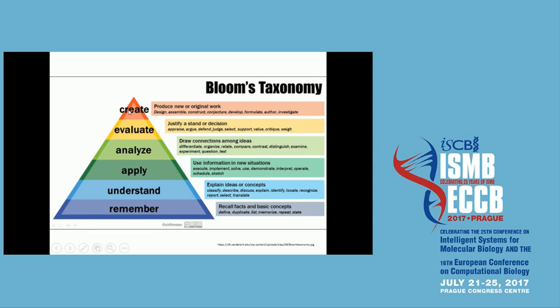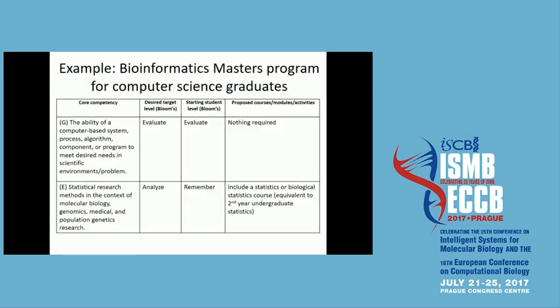And so you can evaluate both the starting and the target level. So for example, let's say you were designing a bioinformatics master's program for computer science graduates. One competency there is the ability to design a computer-based system, process, algorithm, component or program in scientific environments and problems. You would say you want your graduates to be able to have a level of evaluate, but they're already computer science graduates, so they're already at evaluate, so you don't need to do anything.